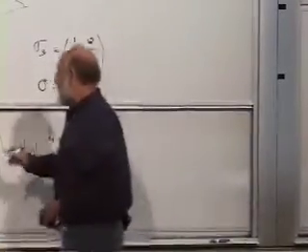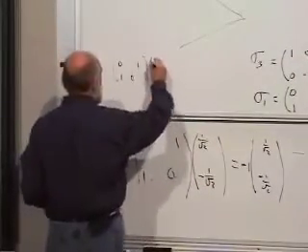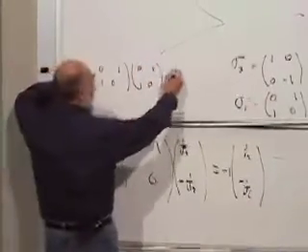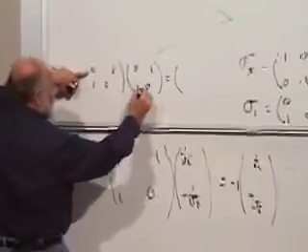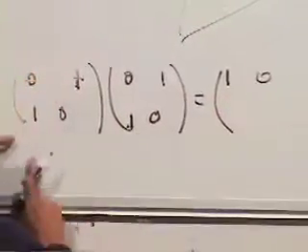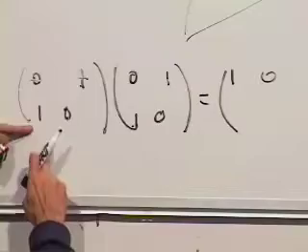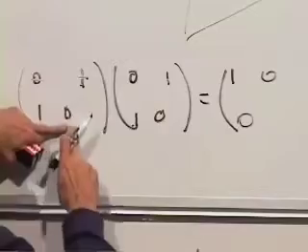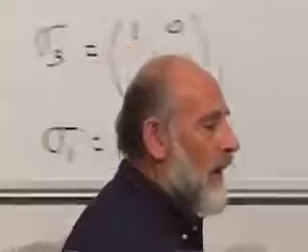To square sigma 1, let's multiply 1, 1, 0, 0 by 1, 1, 0, 0. The first element in the upper left-hand corner is the inner product, this times this. The 1 times the 1 gives us a 1. Then 1 times 0 plus 0 times 1 is 0. And 1 times 1 plus 0 times 0 is 1. So both sigma 1 squared and sigma 3 squared are equal to 1.